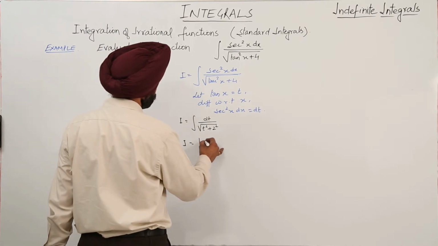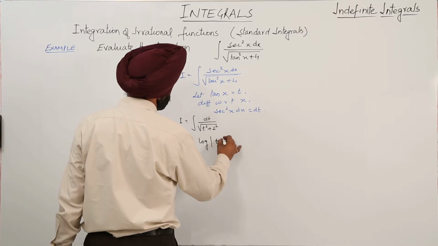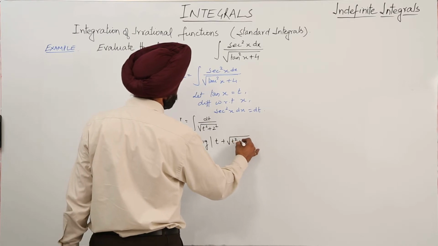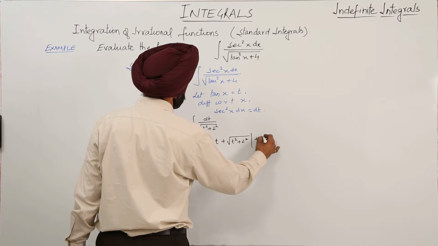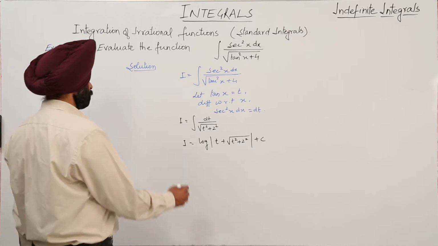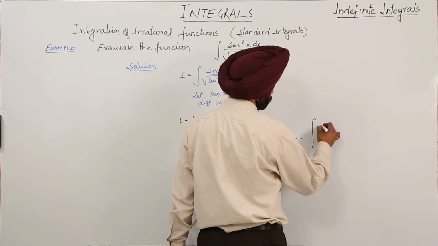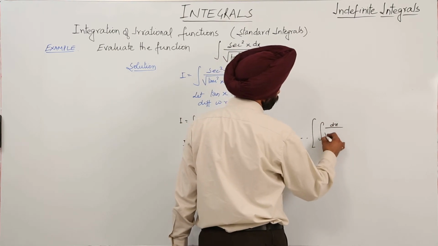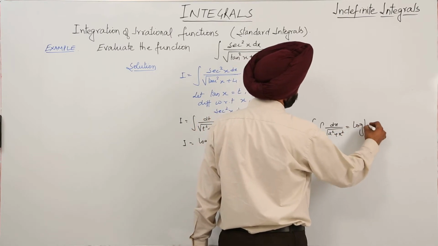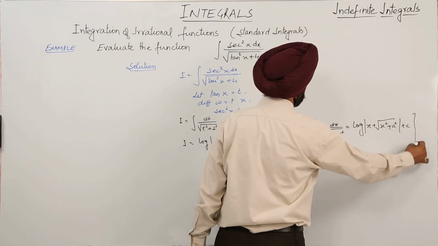So it is log mod of t plus under the root t square plus 2 square, plus c. Now what we have used is that the integration of dx upon square root of a square plus x square is equal to log mod of x plus square root of x square plus a square, plus c.